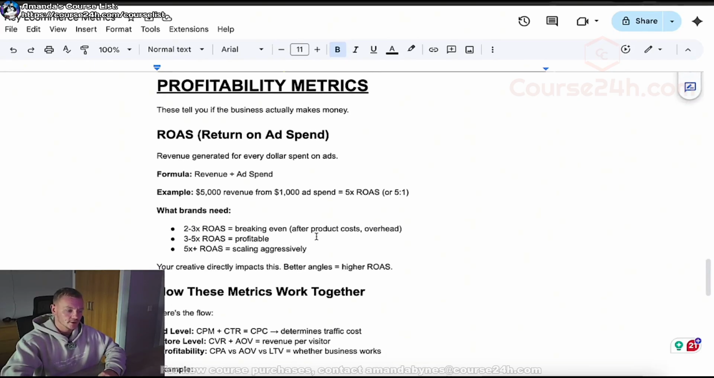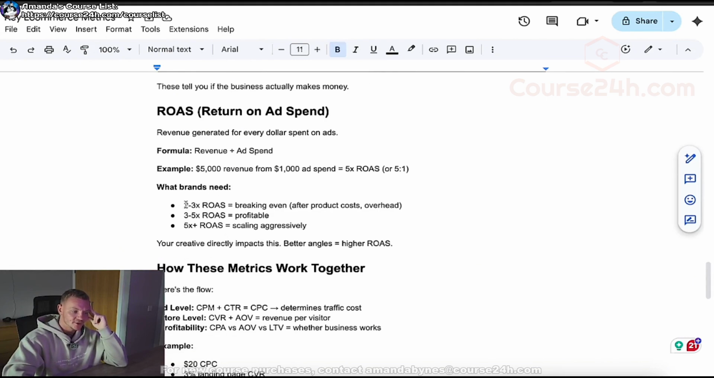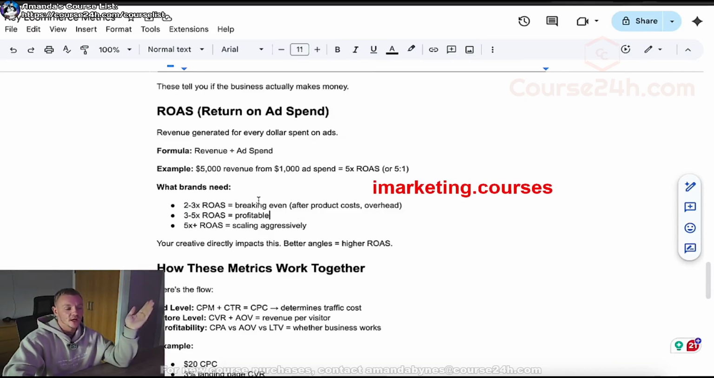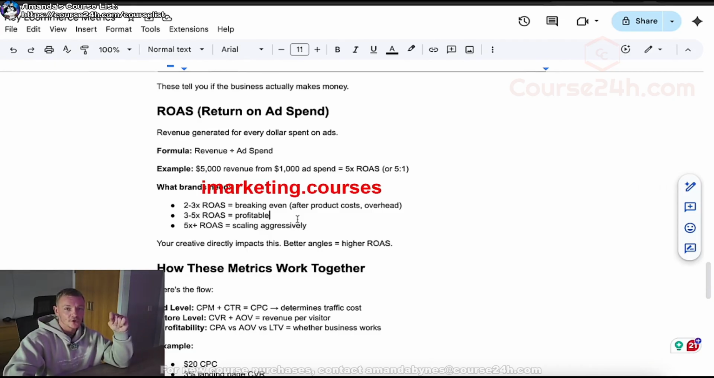Now, ROAS. High ROAS isn't always necessarily a good thing, right? But this is how ROAS is explained. So it's revenue divided by ad spend. So if we get $5,000 revenue from $1,000 in ad spend, that's a 5x ROAS, or 5 to 1. Now, what brands need, right? Typically, it's saying 2 to 3 ROAS breaking even. So most brands are going to be well below that. For example, the brand that I run, I'm profitable on a 1.2 ROAS. So if I spend $1 and I make $1.20 back, I'm profitable. But yeah, so this is how it's explained.